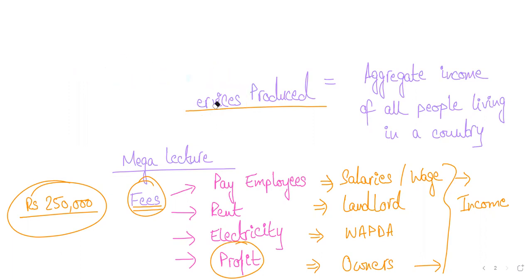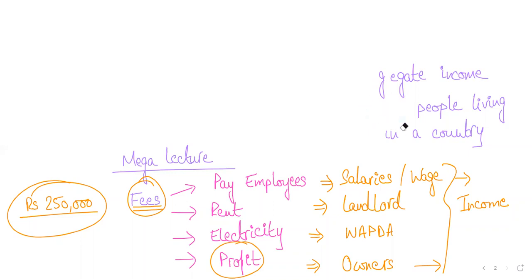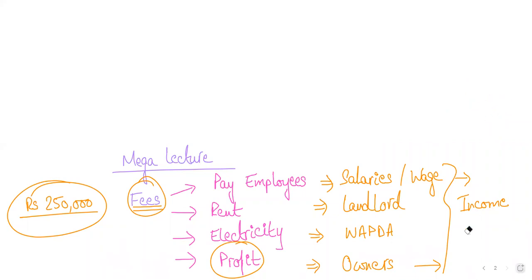Right? So now, always be clear that either you define GDP as the total value of goods and services produced in a country, or you define GDP as the aggregate income or total income of all the people who are living in that country. It means the same thing. Okay, now we move on.